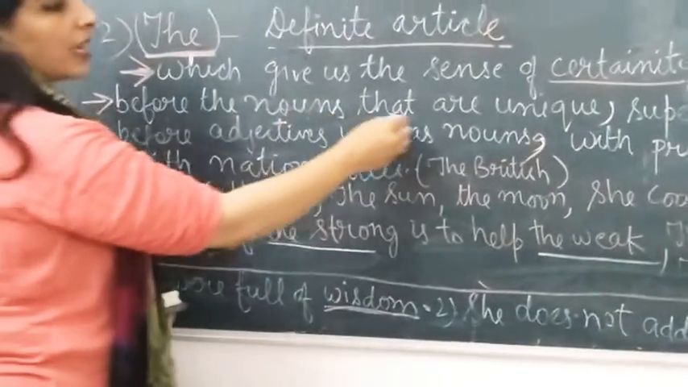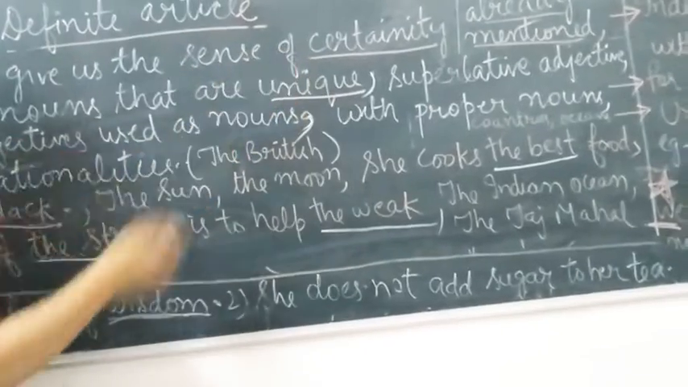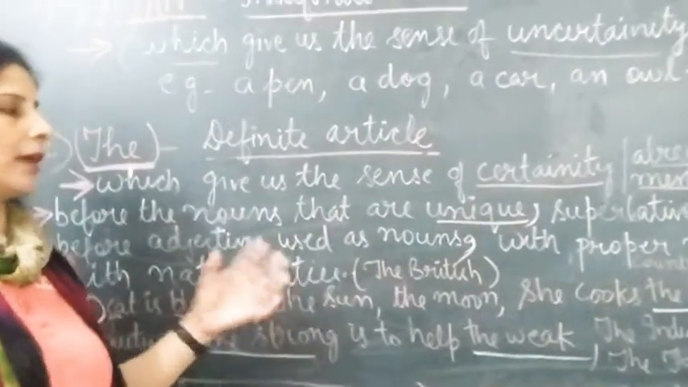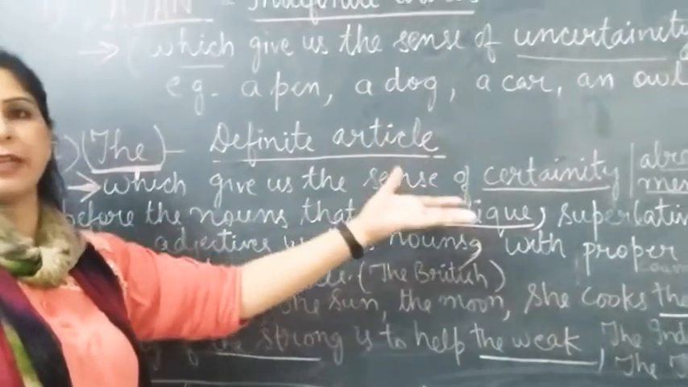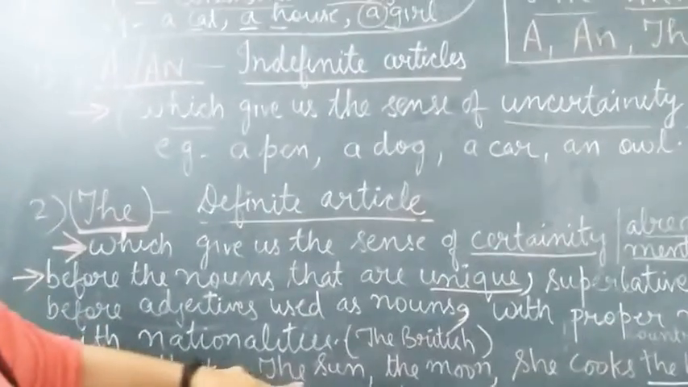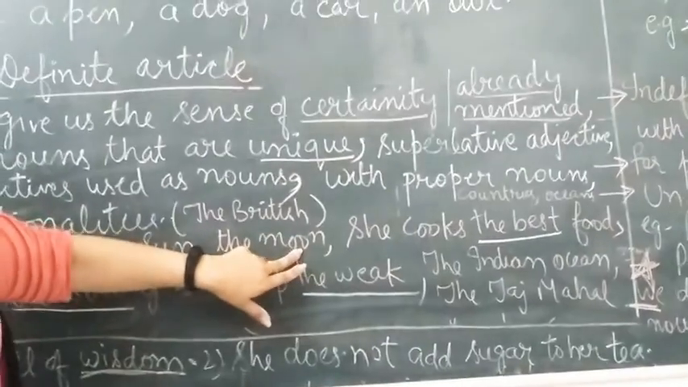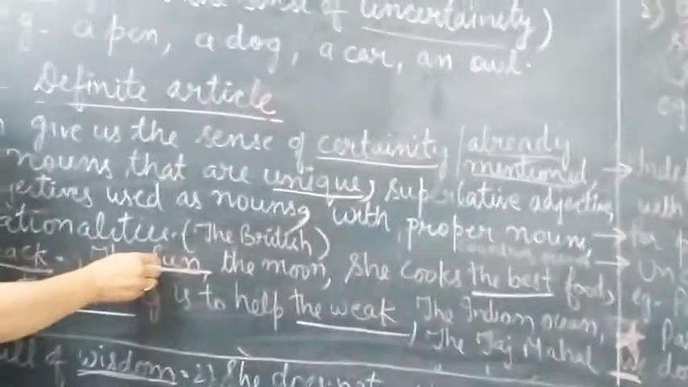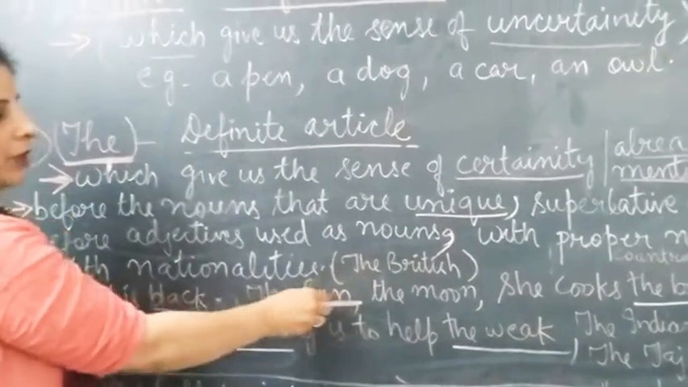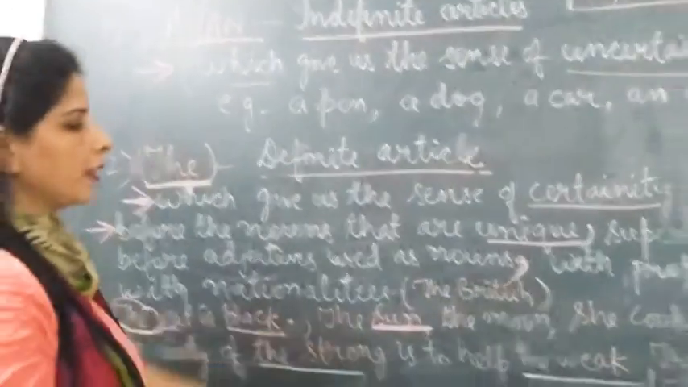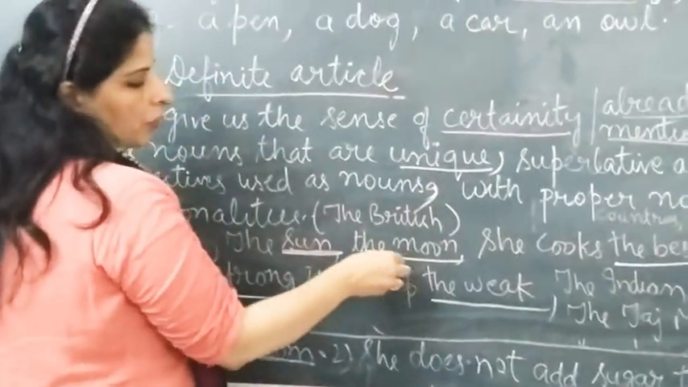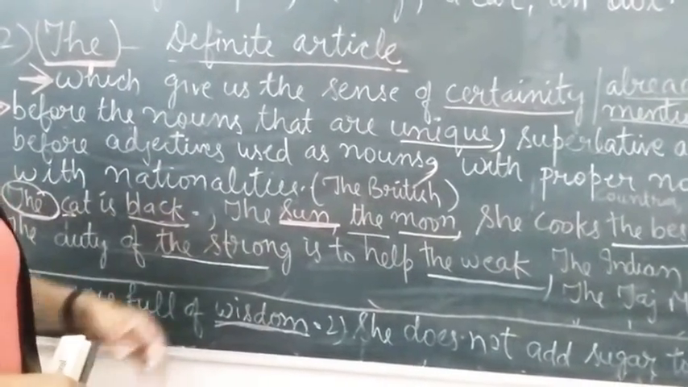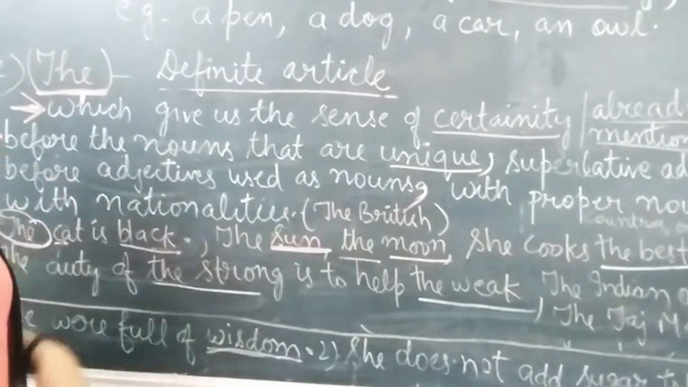Okay, then next, where do we use the? Before the nouns that are unique to everyone, that are only one in this whole universe and not similar to anything else in this universe. For example, the sun, the moon. Everybody knows the sun. Sun is a unique part of the universe, so we have used the here. Then moon is unique, we have used the. Then there are many other certain things which exist uniquely in the universe, so we will use the with those.